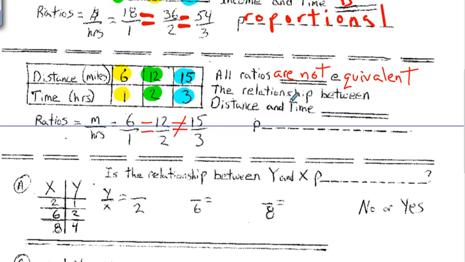All ratios are not equivalent, therefore the relationship between distance and time is not proportional. They have to be the same for it to be proportional.